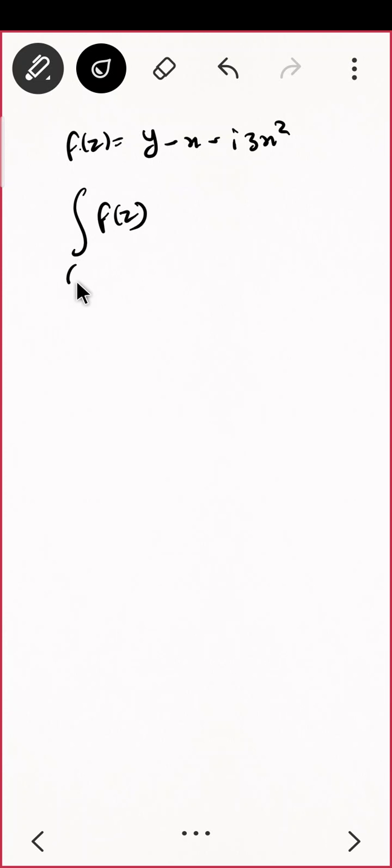Suppose let me take f of z. F of z equal to, yeah, this seems a nice question: y minus x minus i 3x square. Suppose this is my function and they want to calculate this: the integral of f of z over C, where C is what the diagram is given to you.